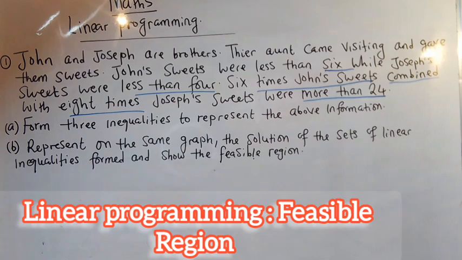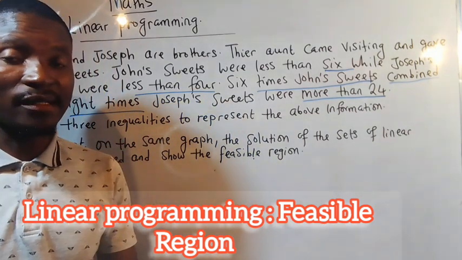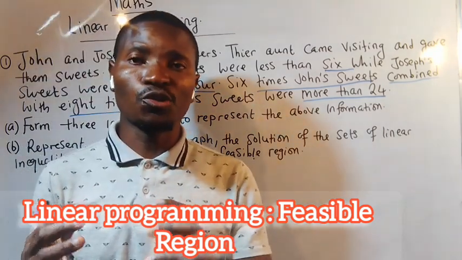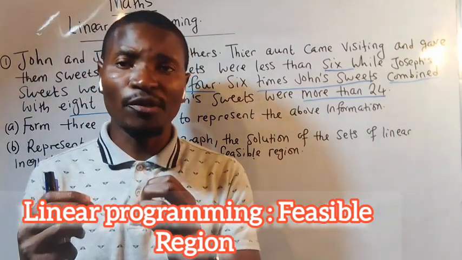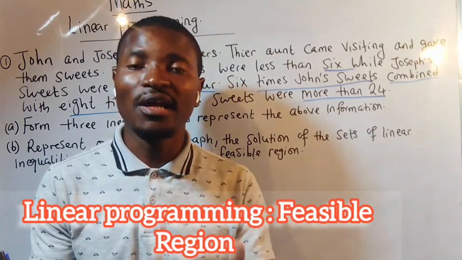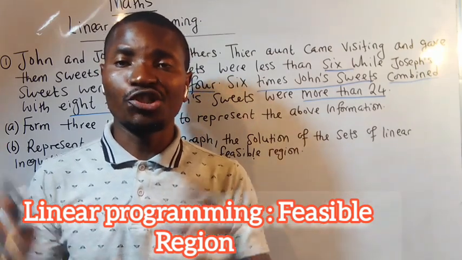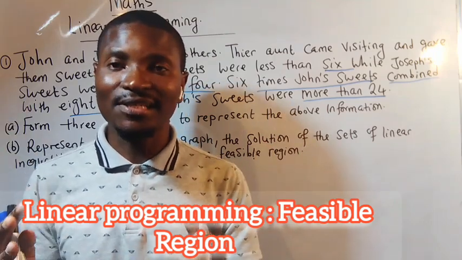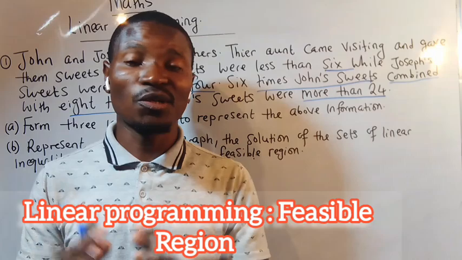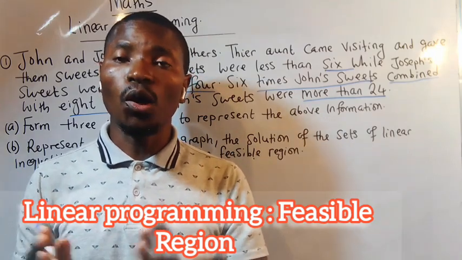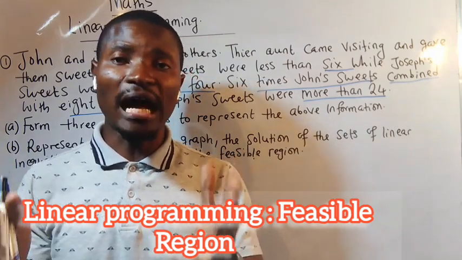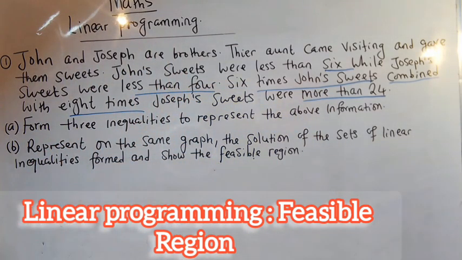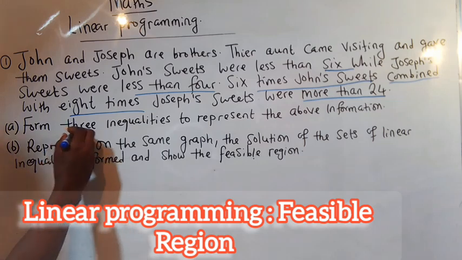6 times John's sweets, combined with 8 times Joseph's sweets, were more than 24. When you look at this information, we should be able to come up with the inequalities and then use the graph to show the specific area where these 3 inequalities intersect, and at the intersection is what we call the feasible region, or the wanted region. So how do we go about that? First of all, the first question says, form 3 inequalities to represent the above information.